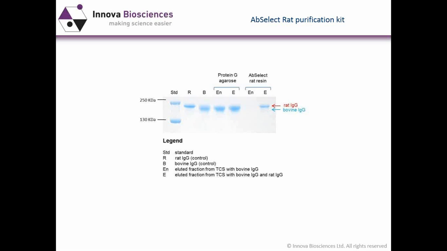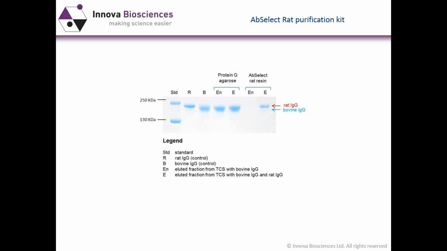I've used the AppSelect range with a couple of slides just to show some examples of purification, and this first one picks up the question that I mentioned a couple of slides ago about contamination with bovine IgG. Here we actually have the rat purification kit as part of the AppSelect range, and this will be for preparing and purifying a rat monoclonal antibody that has been prepared in cell culture.